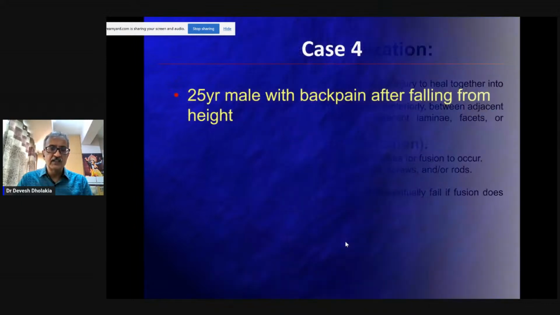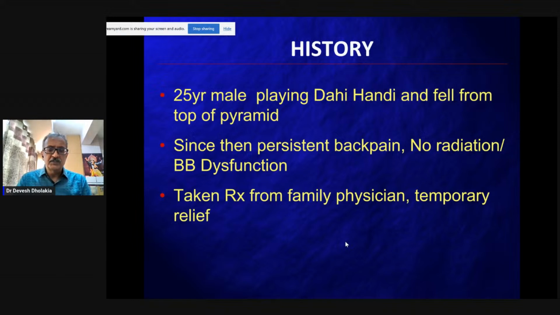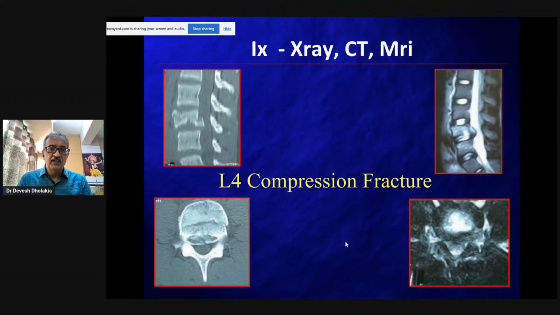So let's take a few case examples. A 25-year-old male, back pain after falling from a height. He had persistent back pain, no radiation or bladder bowel dysfunction, and took treatment by the local doctor for temporary relief. When I examined him, there was ecchymosis of the lumbar spine. The L4 was tender but nil neuro. When we did his X-ray, a CT scan, and an MRI, it showed a compression fractured L4 with encroachment of the neural canal, but luckily he had no neurological deficit.